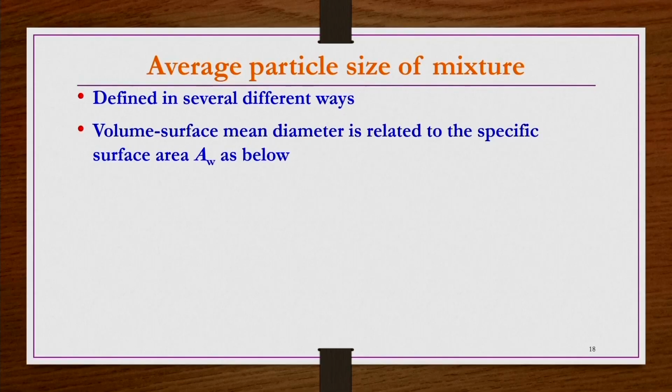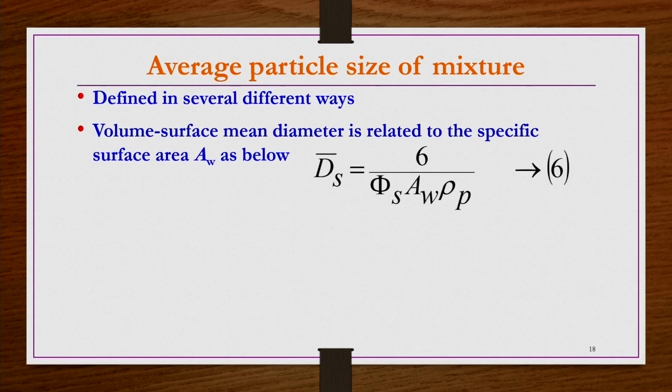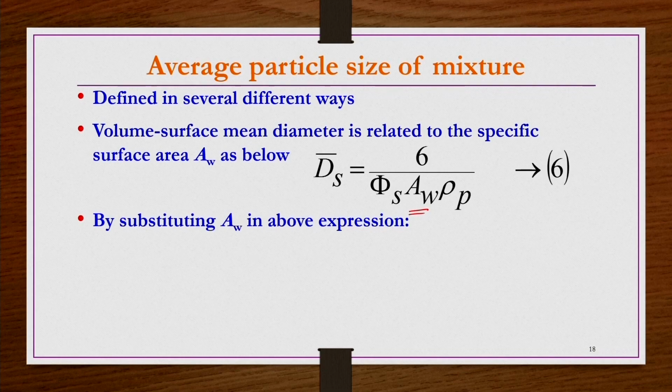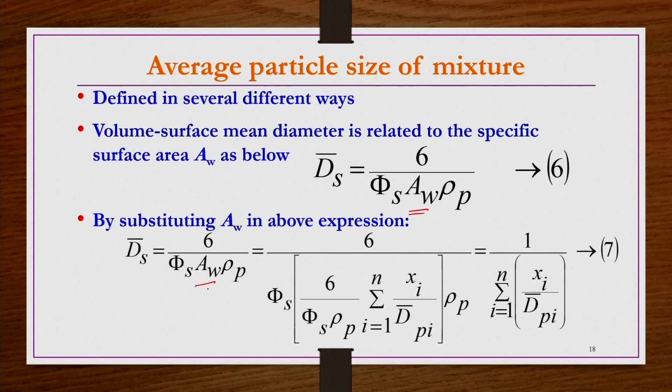The first one is the volume surface mean diameter. It is related to the surface area Aw as given by ds bar is equal to 6 by pi s Aw rho p. Here Aw we have already calculated for a non-uniform mixture: Aw is 6 by pi s rho p sigma xi by dpi bar. You substitute here and simplify. So you will get ds bar is equal to 1 by sigma xi by dpi bar. This is the volume surface mean diameter. It is also known as the Sauter mean diameter.